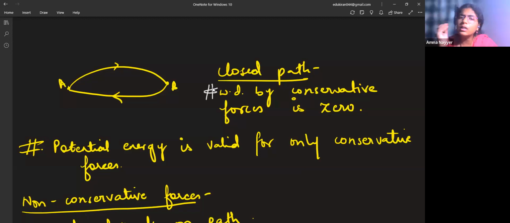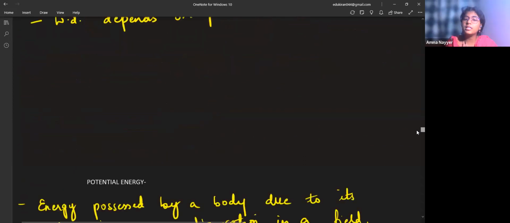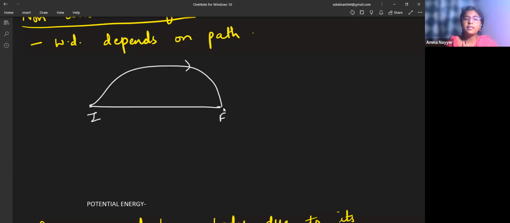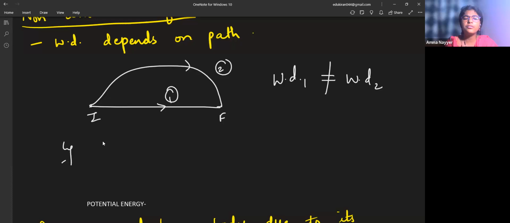Non-conservative forces are those forces which depend upon the path traveled also. Whatever is the path traveled, they depend upon that, however it is crossed. Like frictional forces, viscous forces, all the dissipative forces in nature. If this is the initial point and this is the final point, with work done 1 and work done 2, work done 1 will not be equal to work done 2. Why? These are forces like your frictional force.